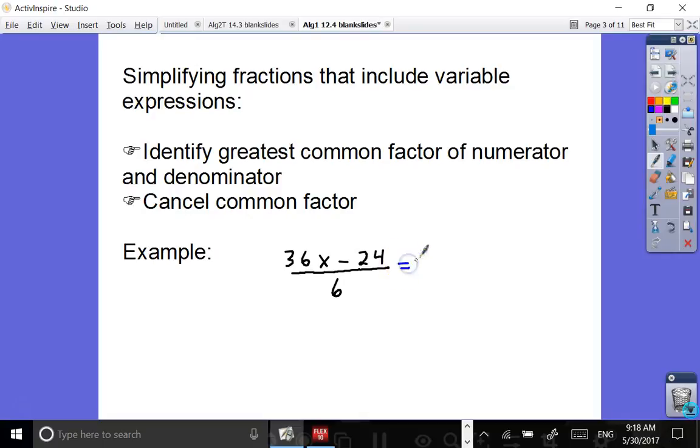So this is going to be 6 times 6x minus 4, and then that's all over 6. Now again, when you're simplifying fractions, when is it that you're allowed to cancel something from the numerator and the denominator? When they're common factors, right? In this case, the 6 is multiplying times the rest of the numerator, and that 6 is the whole denominator. Therefore, you can just cancel those two. So we're going to cancel, cancel, and the answer is 6x minus 4.